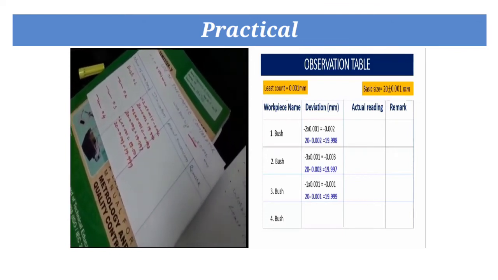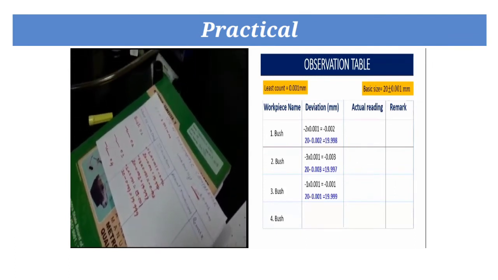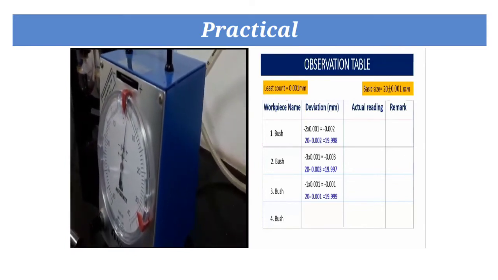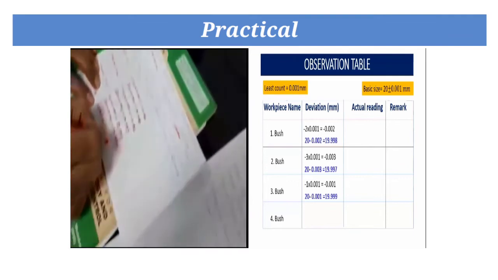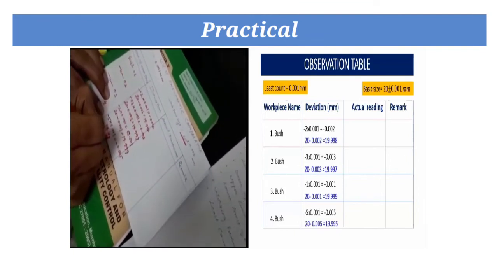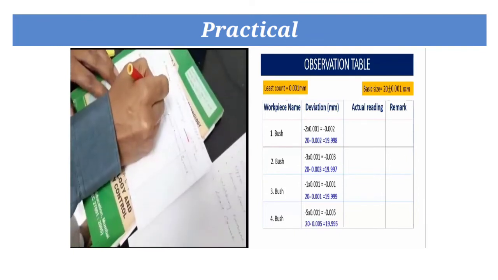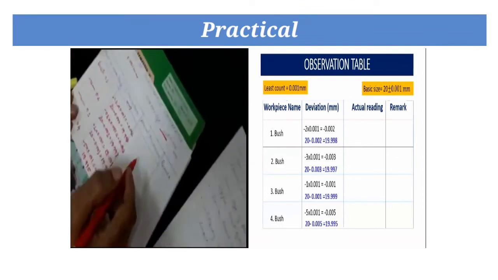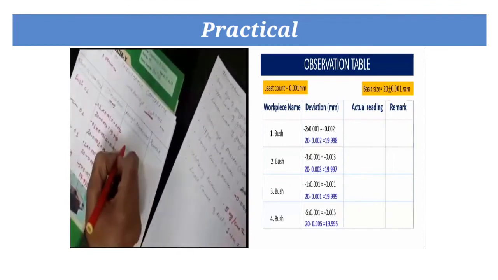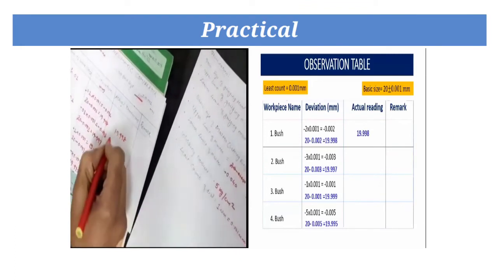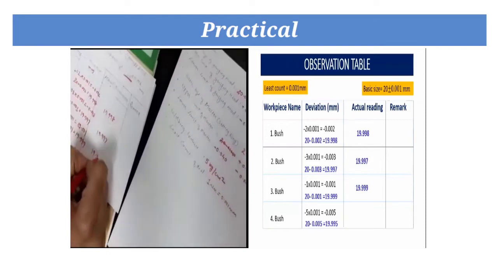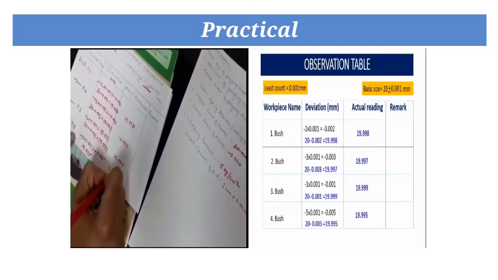Again I will take a fourth bush. Now it shows the 5 divisions. You can see the minus 5 into 0.001, that is minus 0.005. So that will be ultimately 19.995. So all these readings are in mm. Okay, so these are the divisions and actual dimensions which I am getting here, that is 19.998. Here I am getting 19.997. Here I am getting 19.999. Here I am getting 19.995.